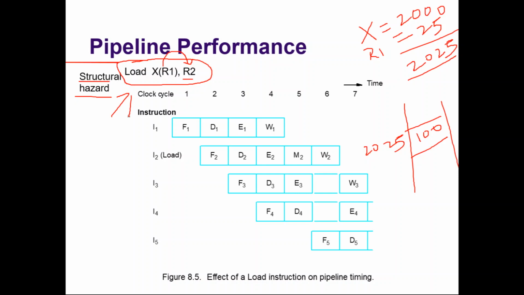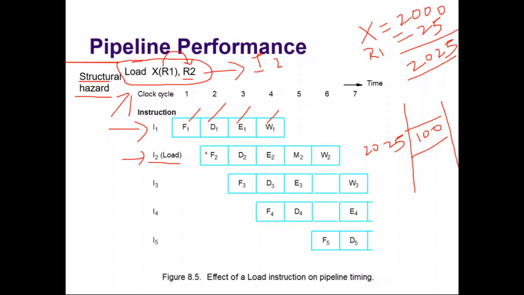Okay, fine. So this instruction we are assuming as I2, instruction 2. Other instructions we don't know what they are. This is the load instruction which we are going to discuss. So instruction 1 is perfectly following the flow. Fetch during clock cycle 1, decoded during clock cycle 2, executed during clock cycle 3 and written during clock cycle 4. Done.